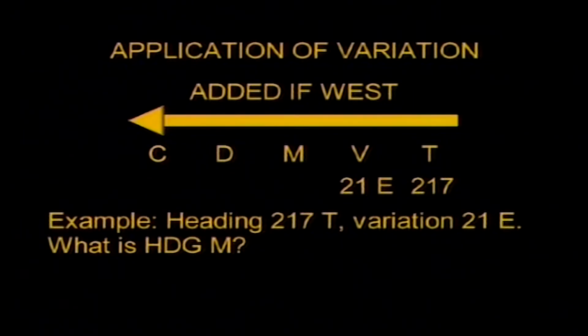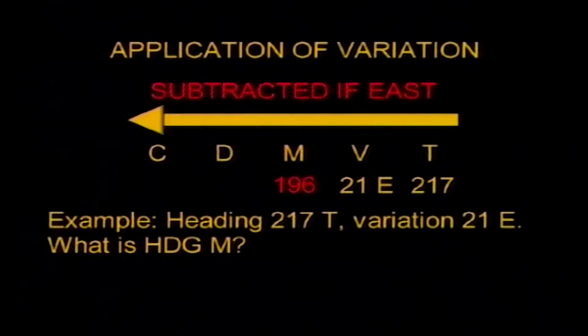For example, if heading is 217 degrees true and variation is 21 degrees east, what is heading magnetic? East is the opposite of west, so instead of adding for west when you move left across CDMVT, subtract for east. 217 minus 21 equals 196 degrees magnetic.